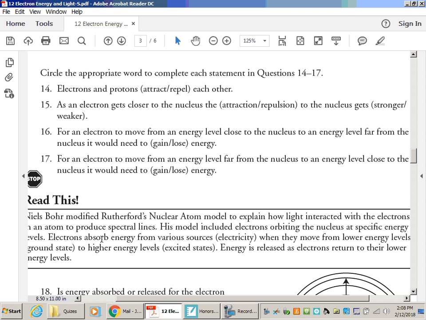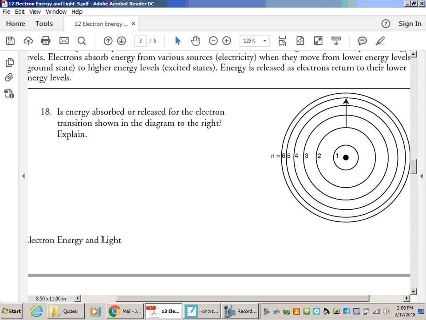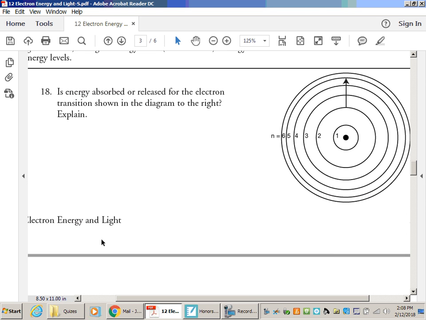For an electron to move from an energy level close to the nucleus to an energy level far from the nucleus, it would need to gain energy because you've got to jump and get up there. And then 17, lose energy because it's falling from excited to ground. Down on 18, this arrow is going from n equals 2 to n equals 5, so is it absorbing or releasing? Absorbing. Absorbing is the better word for that, right? And that's because it's going from like a ground state to an excited state.